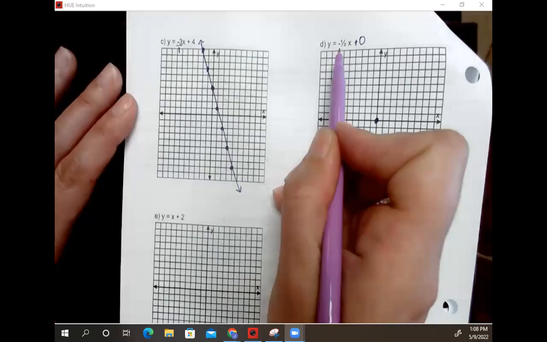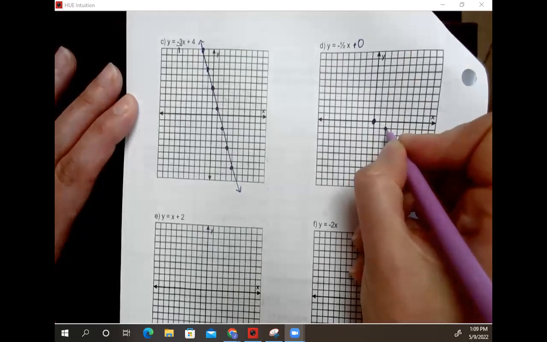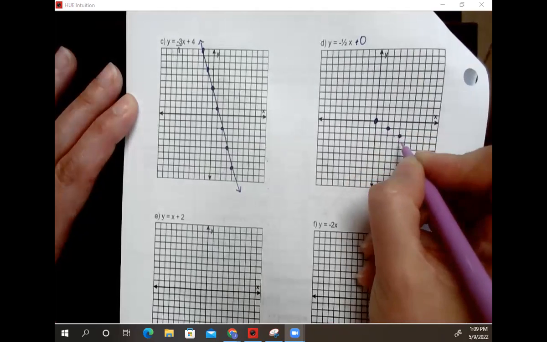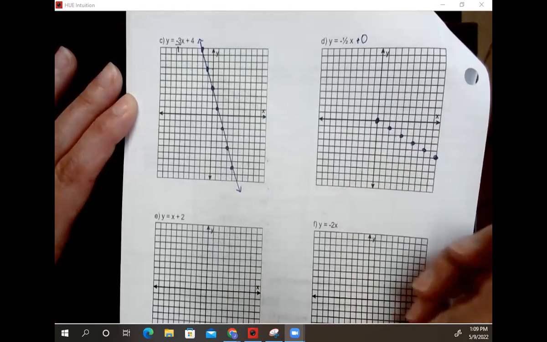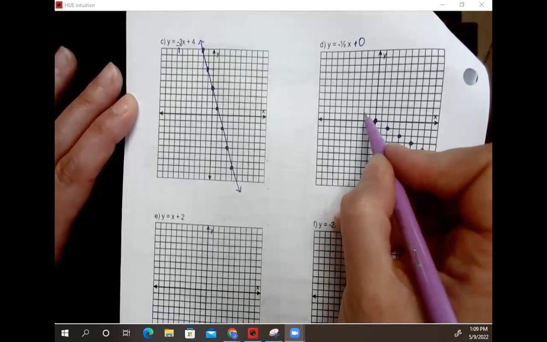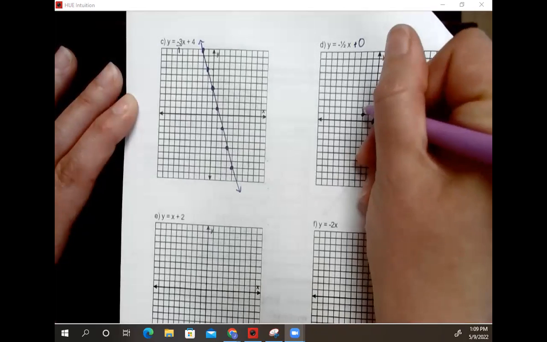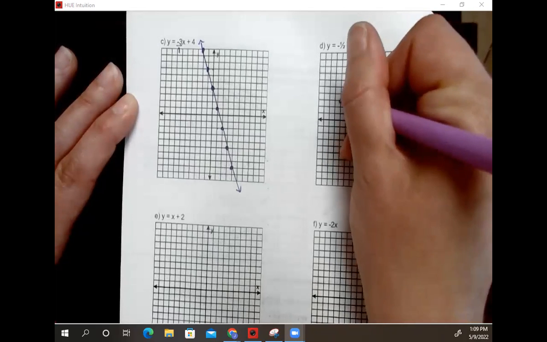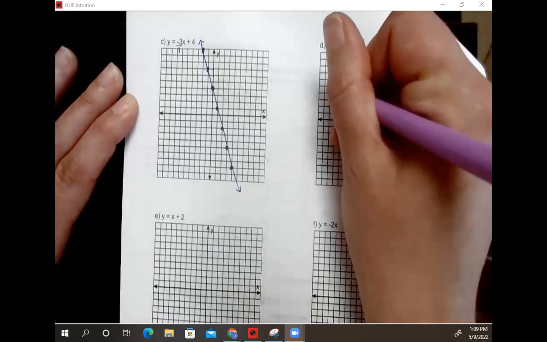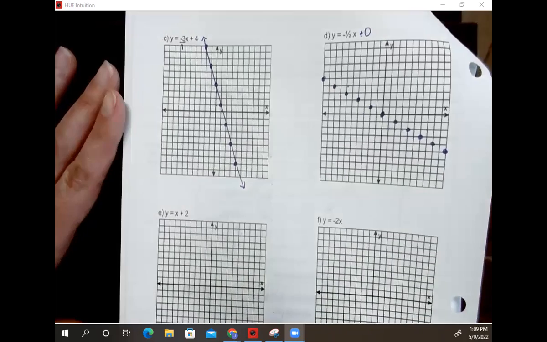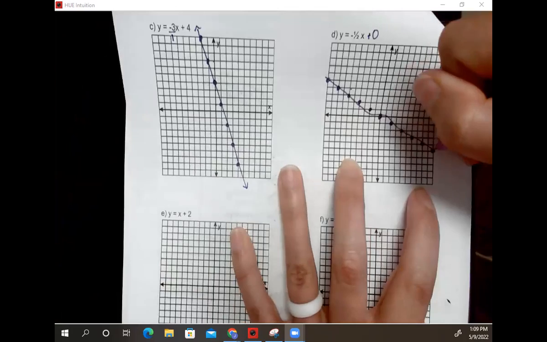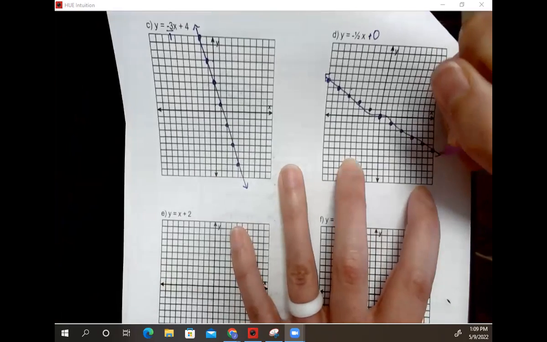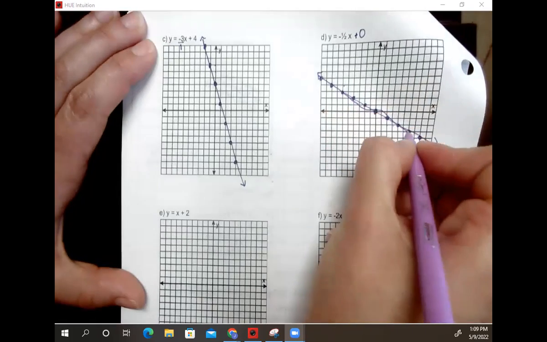And my slope is -1/2. So I'm going to go down 1, forward 2. Down 1, forward 2. Down 1, forward 2. And then reverse those directions, moving from the y-intercept backwards. Don't forget, when you've plotted all your points, connect them, throw your arrows on the end. Oop, mine got a little wild here. There we go.